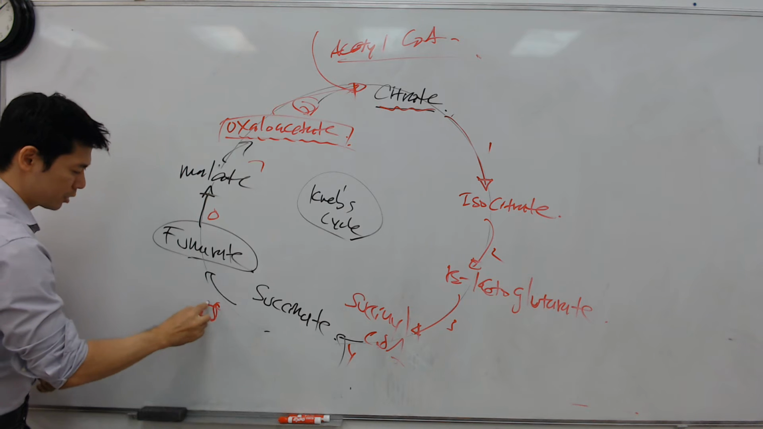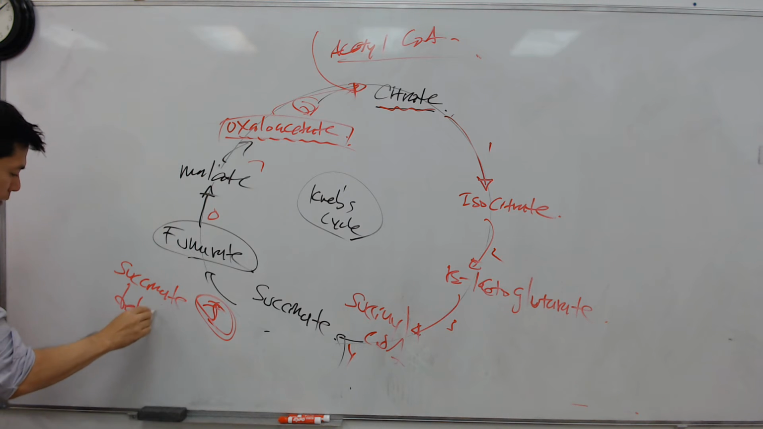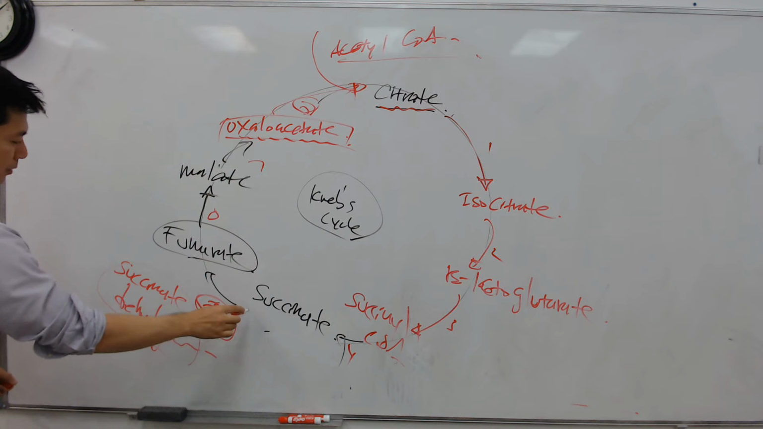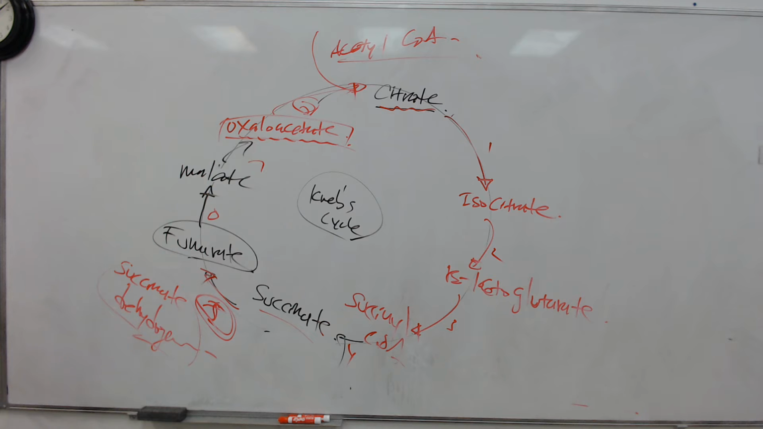I think you have to know the step 5 enzyme. It's called succinate dehydrogenase. This is where it's turning succinate into fumarate. But I think this is where they produce more NADH in there. So this is one of the enzymes that you have to know that I pointed out to you.